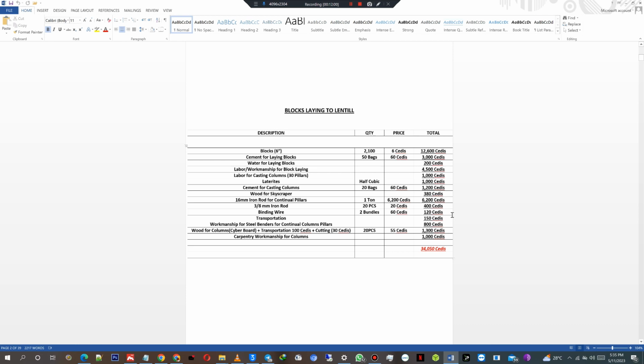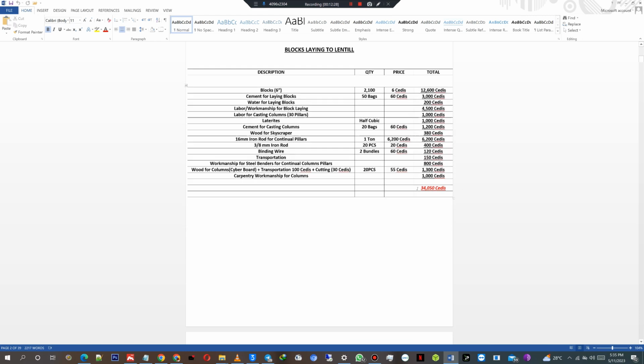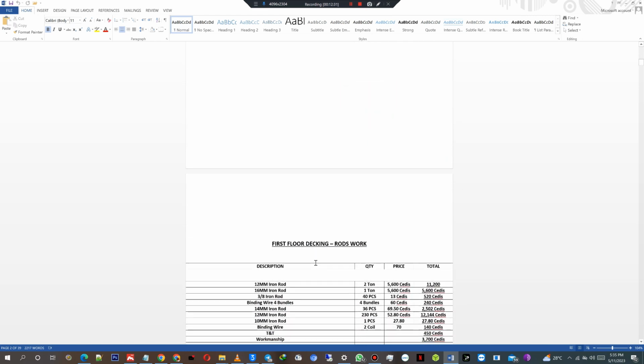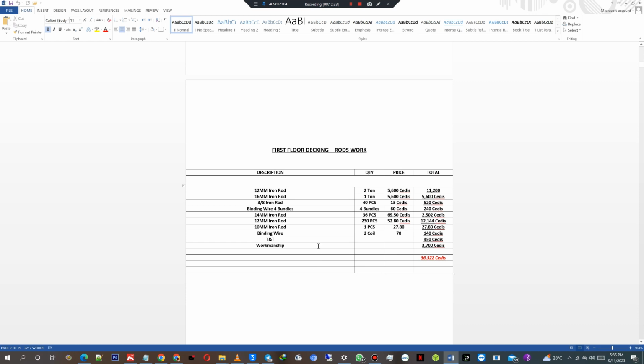Workmanship for the steel bender was 800 Ghana cedis, and the wood for the columns plus cutting and transportation cost 1,300 Ghana cedis. The carpentry workmanship for the columns was 1,000 Ghana cedis. So guys, this was the total breakdown for laying 2,100 blocks to lintel: 34,050 Ghana cedis. So let's move straight to the decking.